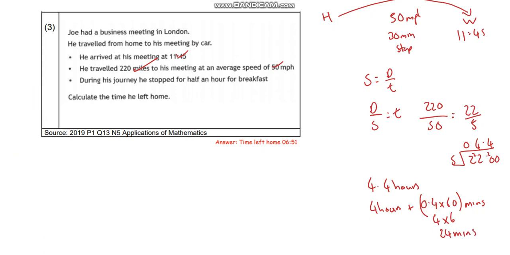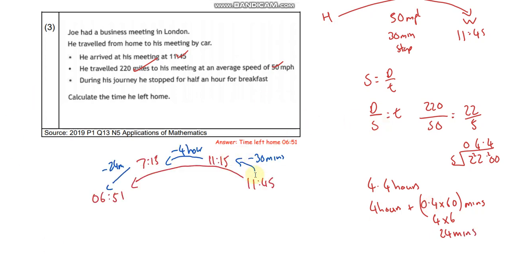And then you're just working back the way. So working back the way, we're taking off our 30-minute lunch break, then take off your 4 hours and 24 to get 6:51. So sorry that's a wee bit rushed, but I hope that was helpful.